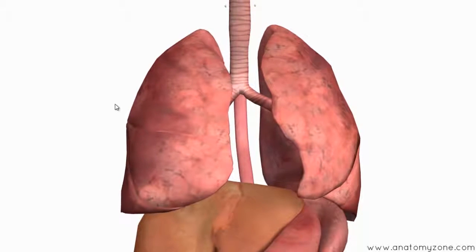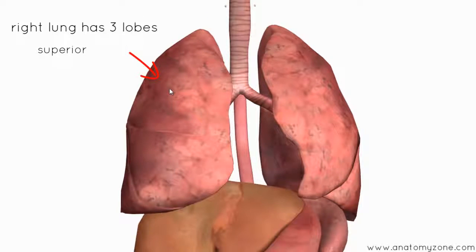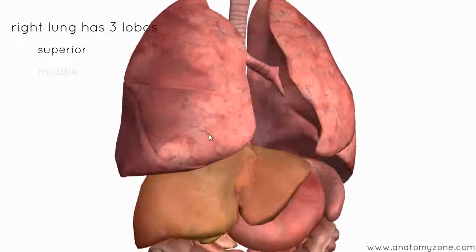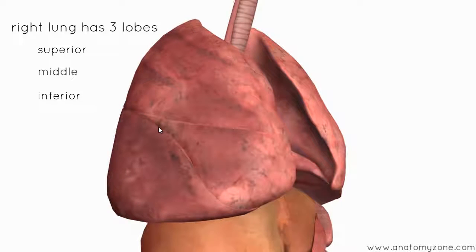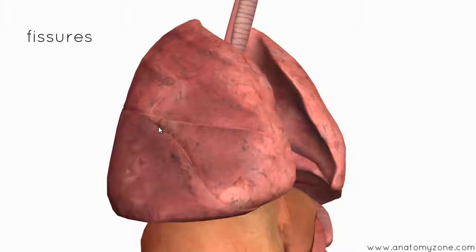So the secondary bronchi are called lobar bronchi because they supply the lobes of the lung with air. The right lung, which is this lung here, has three lobes. You've got a superior lobe, a middle lobe, and an inferior lobe. And these lobes are separated by fissures.